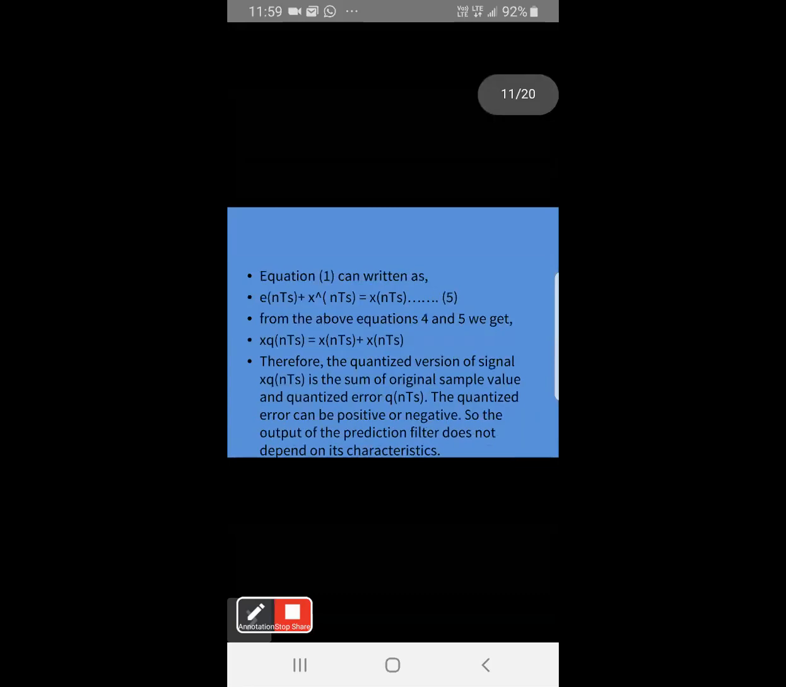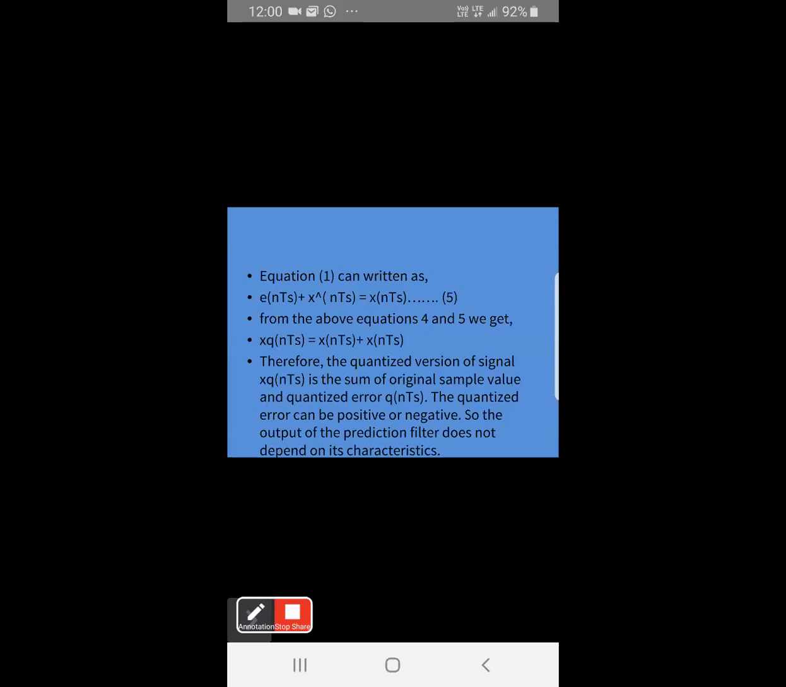Okay, and from equation 1 we can write that e of nTs plus x cap of nTs is equal to x of nTs, equation number 5. So from the above equations 4 and 5, we can write that xq of nTs is equal to x of nTs plus q of nTs. Okay, x of nTs plus q of nTs representation అనేది తీసుకుంటాం. So the quantized version of the signal xq of nTs is the sum of the original sampled value and the quantized error q of nTs.